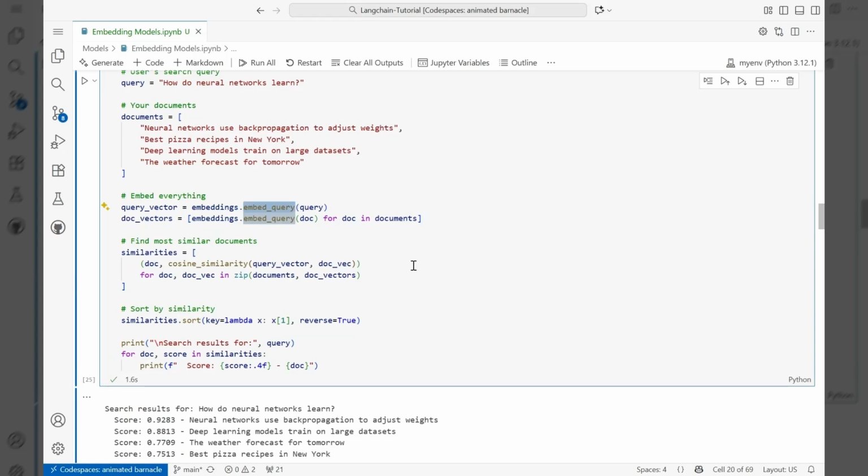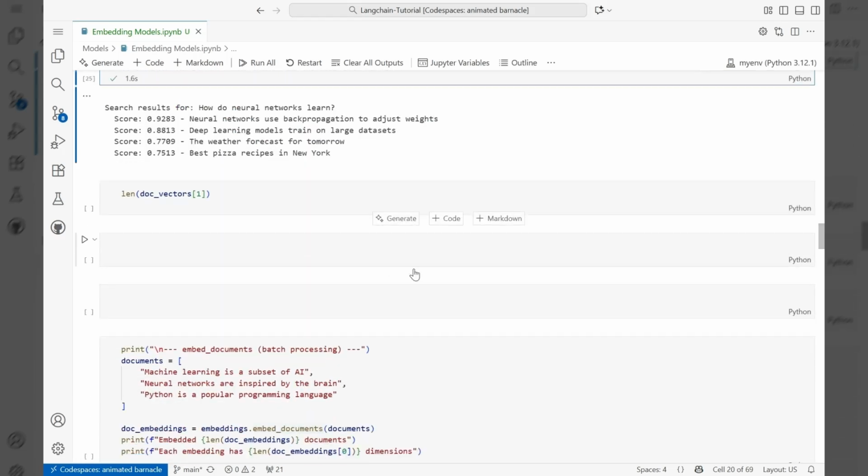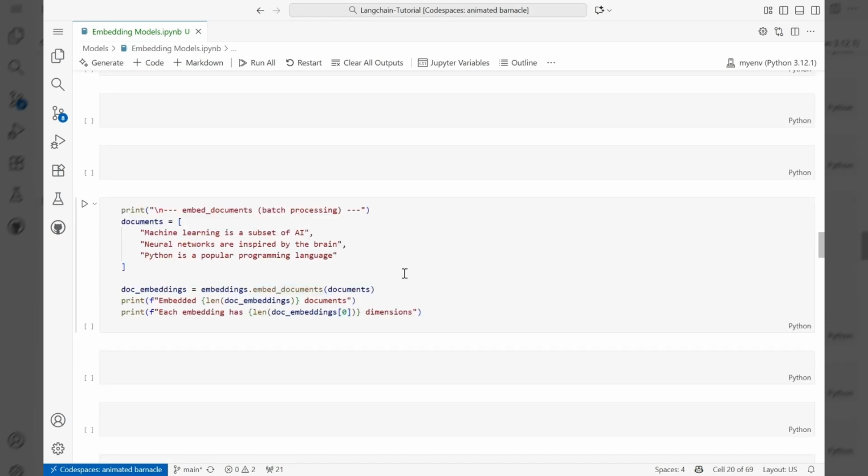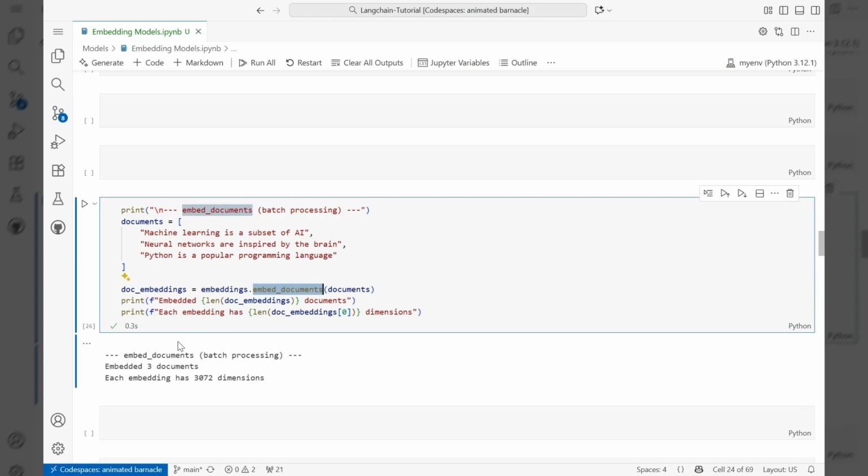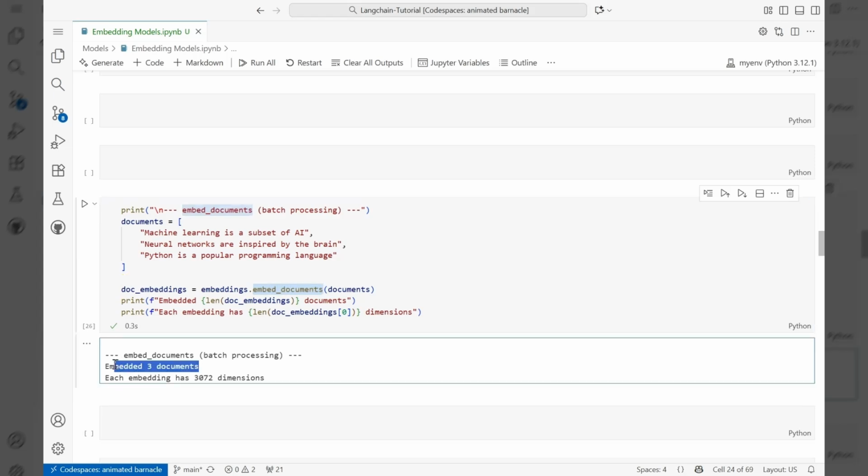But there is another standardized interface, embed documents, that will create the embeddings for all the sets of text in one shot. If you see here, I am using embed documents and it already created three embeddings in one shot. I'm not using any for loop. So this is a more optimized way. You can still use embed query. That is not the wrong way, that is also correct. But this is a more optimized way, which will help you to process multiple texts efficiently.